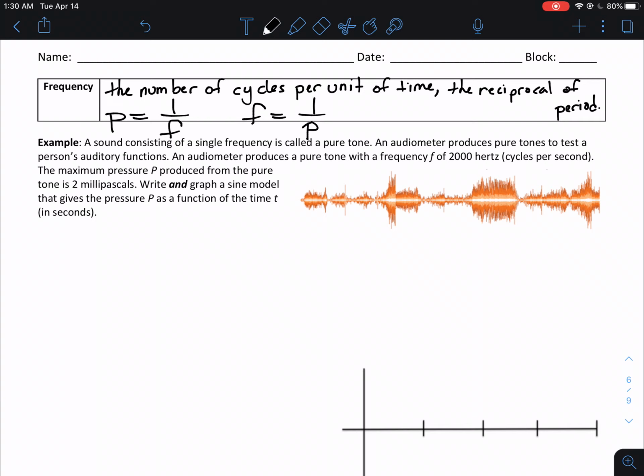The maximum pressure P produced from the pure tone is 2 millipascals. Write and graph a sine model that gives pressure P as a function of the time t in seconds.